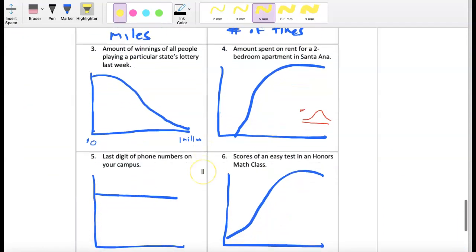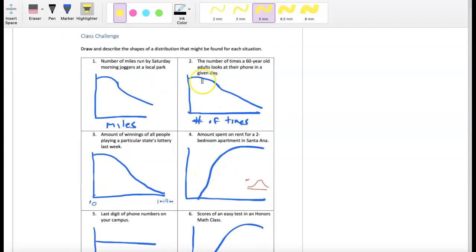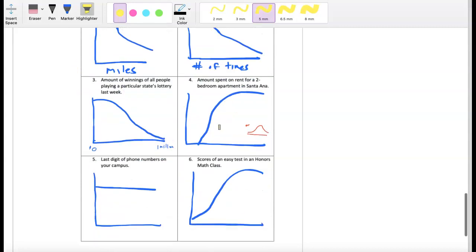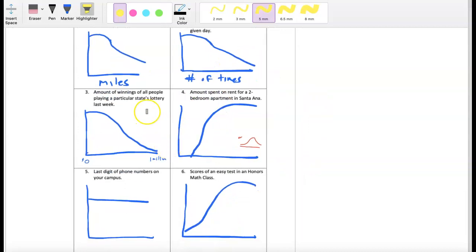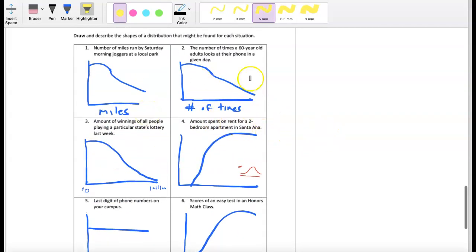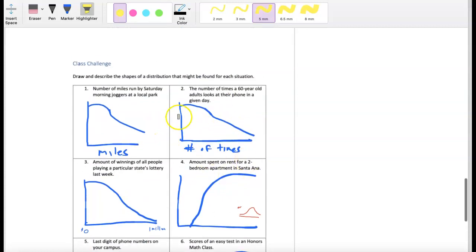Now, we're not going to do this class challenge, but I'll leave you with these shapes here. These are approximate shapes for these given situations. If we collected data on the number of miles run by Saturday morning joggers at a local park, our guess would be something like this. And so when we think about this, these are really good test questions to analyze and understand statistics and data, not just know how to calculate it. But these are approximate shapes, all based on context, right? The situation that is involved here, the city or the people. It could vary, but these were best guesses based on some conversations we had in class.